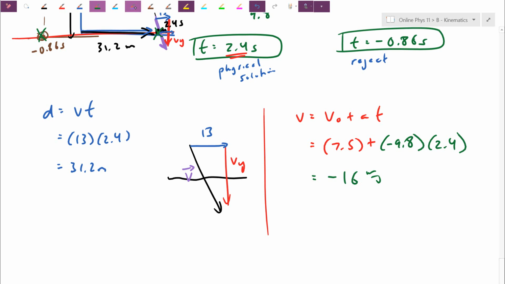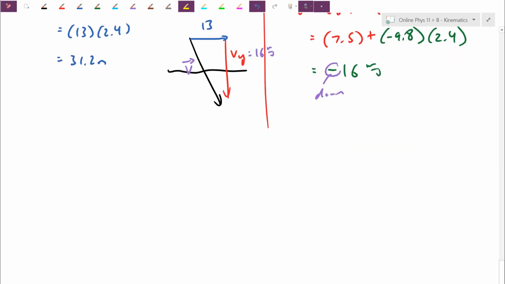Well, why is it negative? Well, gravity is constantly slowing you down from 7.5 to 0. What goes up has to come down. This negative sign here actually just means downwards. So now we know the V final is actually 16, and therefore we can just find the V here.